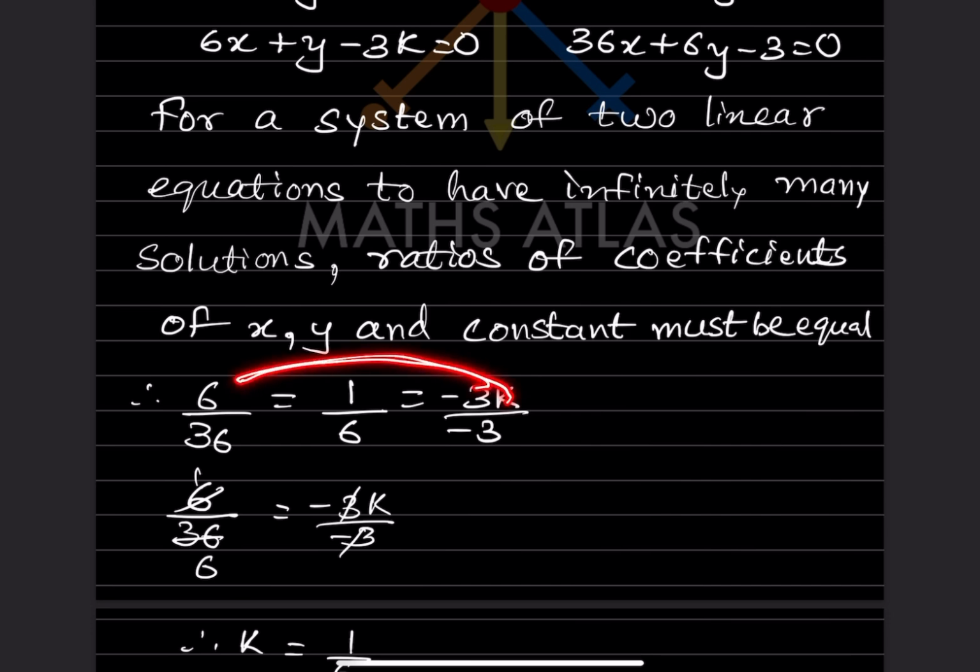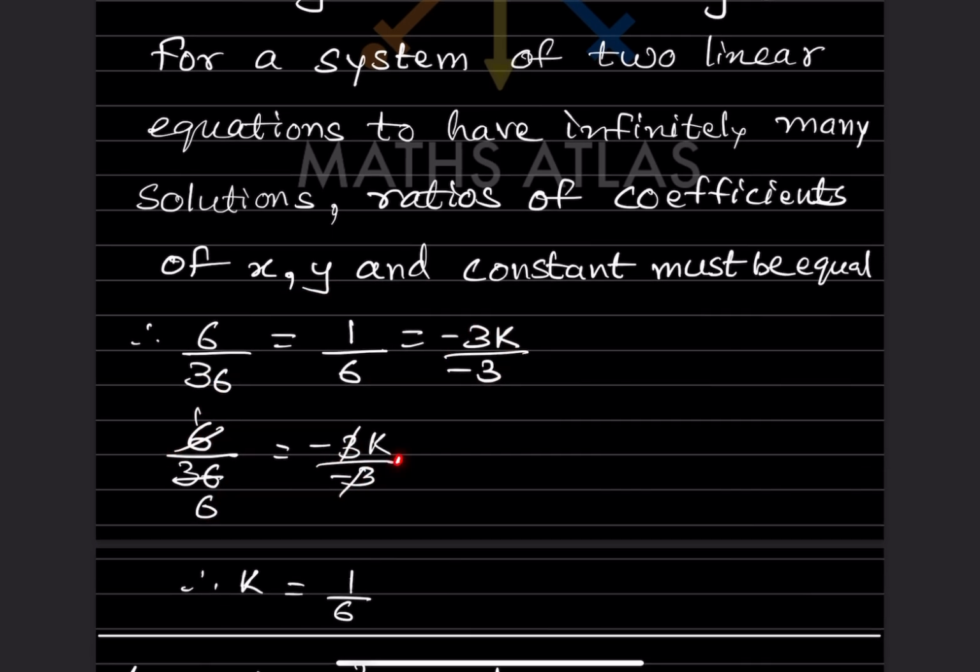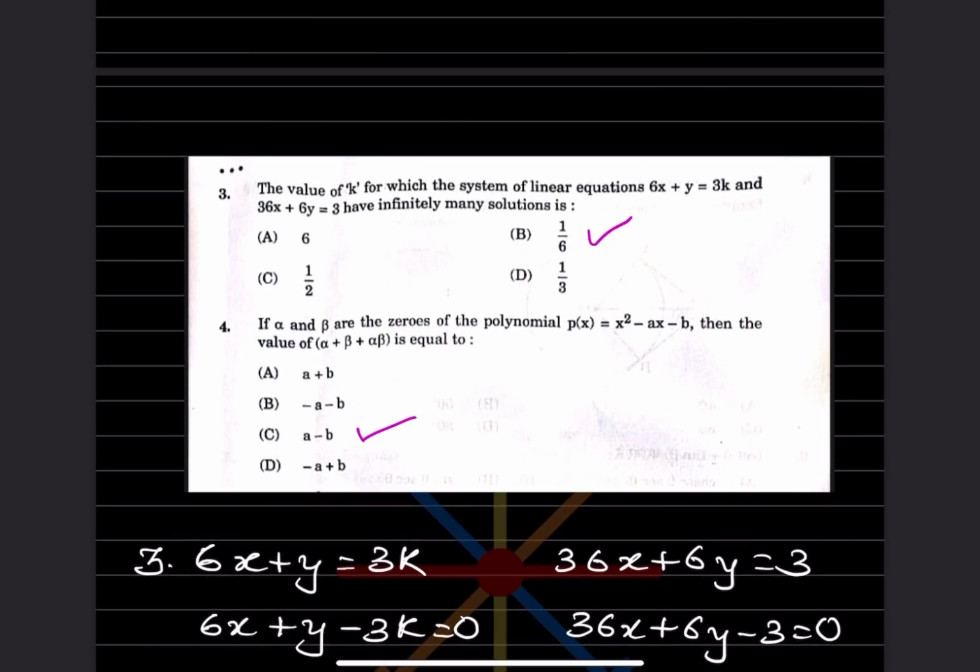Either we have to take this and this or this and this, but we want the value of k. So let us take this both together. So 6 by 36 is equal to minus 3k by 3. So 6 ones are 6, 6 sixes are 36. So this minus 3 and minus 3 get cancelled. So this is k. So we can say k is 1 by 6. So here k is 1 by 6.